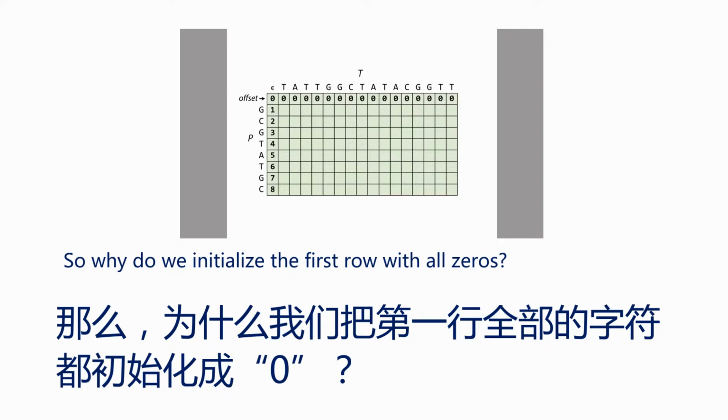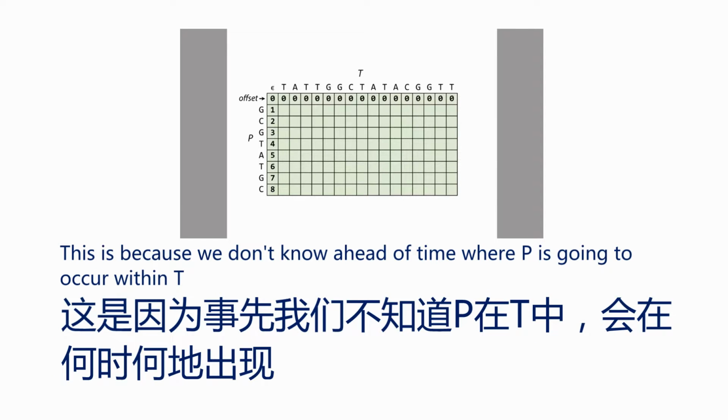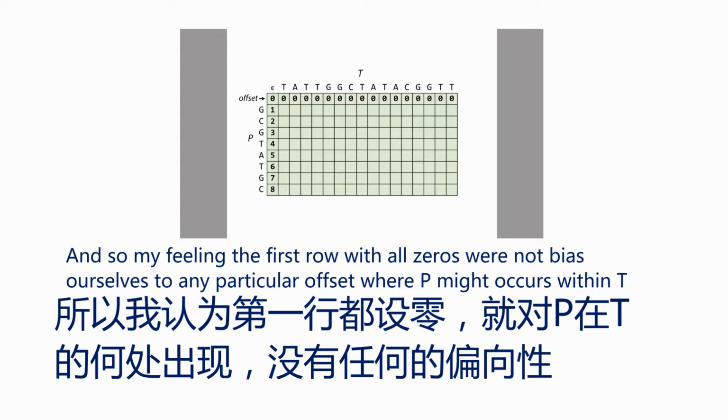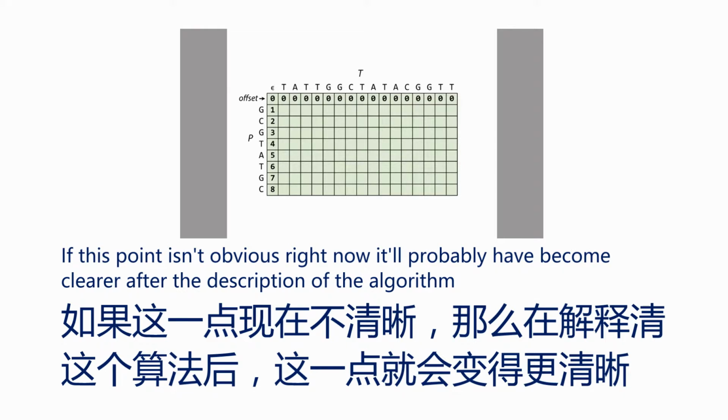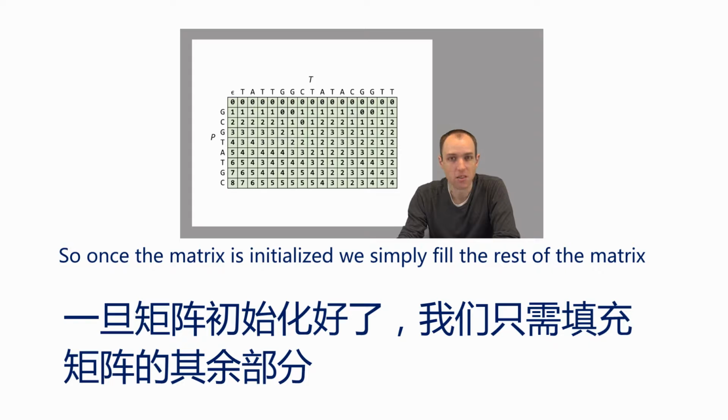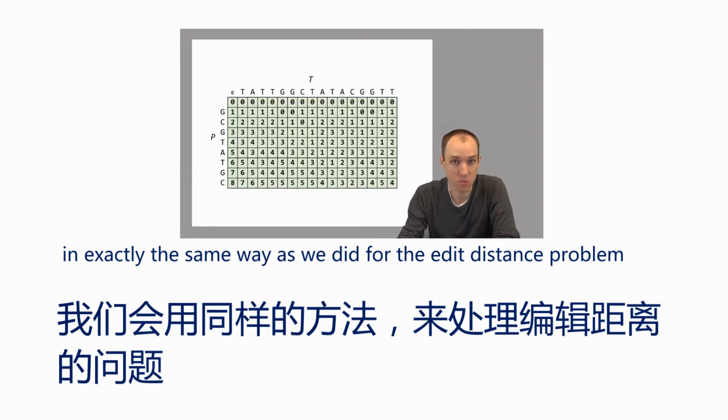So why do we initialize the first row with all zeros? This is because we don't know ahead of time where P is going to occur within T. So every offset here is equally likely. And so by filling the first row with all zeros, we're not biasing ourselves toward any particular offset where P might occur within T. If this point isn't obvious right now, it'll probably become clearer after the description of the algorithm. So once the matrix is initialized, we simply fill in the rest of the matrix in exactly the same way as we did for the edit distance problem.